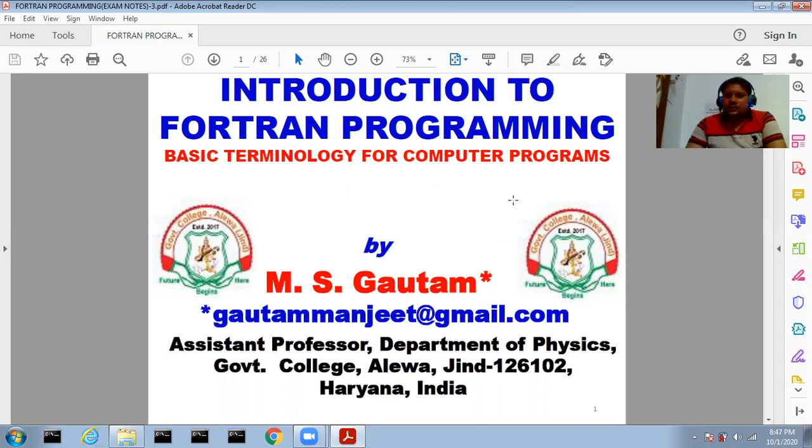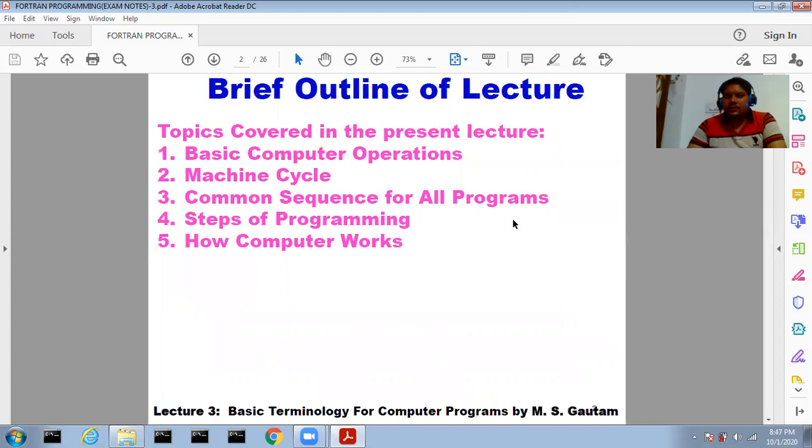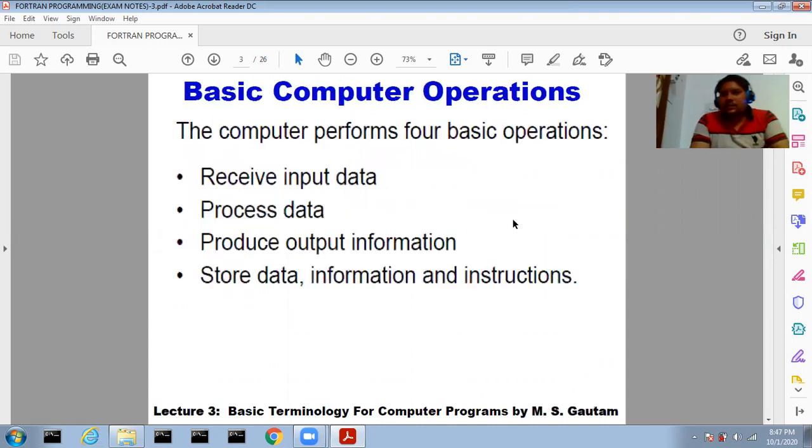In this lecture, we will discuss various topics. The brief outline of the lecture is: we will discuss basic computer operations, machine cycle, common sequence for all programs, steps of programming, and finally how a computer works. The first step is basic computer operations.